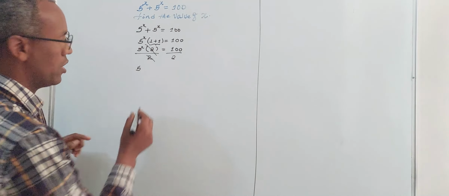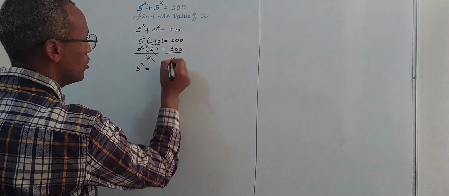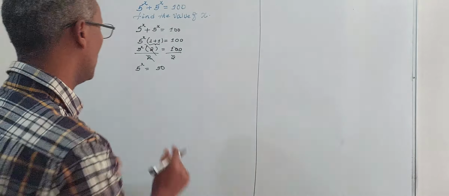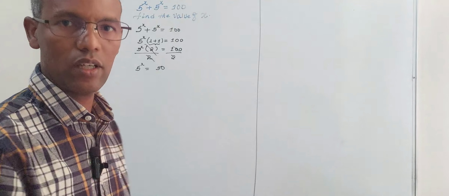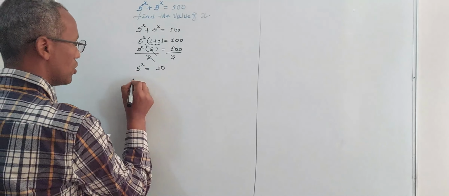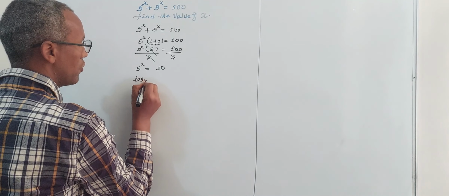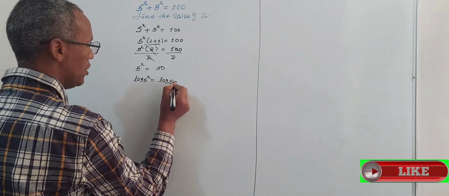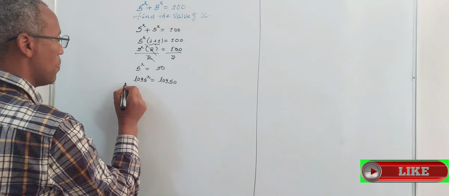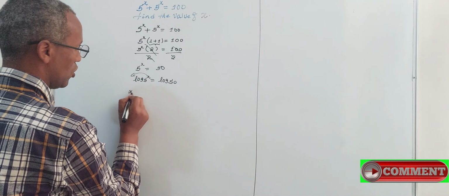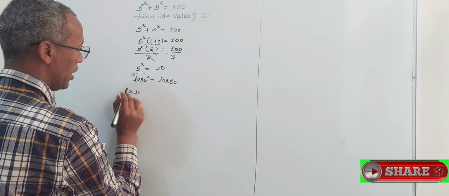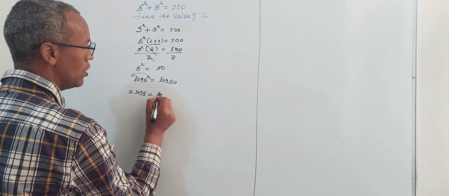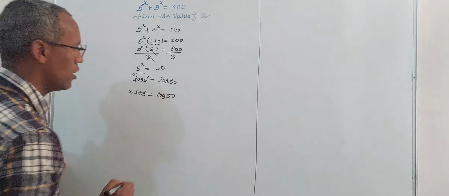Then we end up with 5 to the power of x is equal to 50, okay? Because when you simplify this, you will get 50, right? Now you can take a logarithm on both sides. So the log of 5 to the power of x is equal to log of 50, right? Now you can move the exponent over here, so you will get x log of 5 is equal to log of 50, okay?